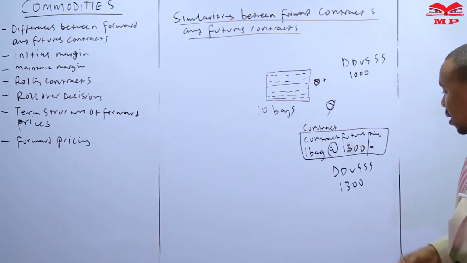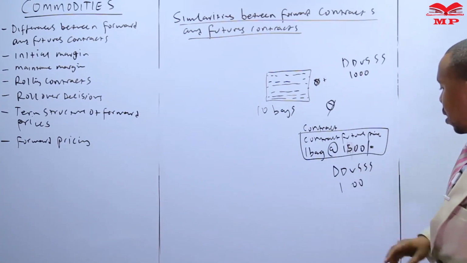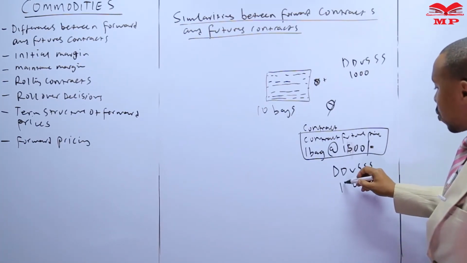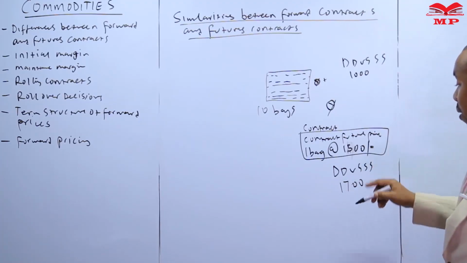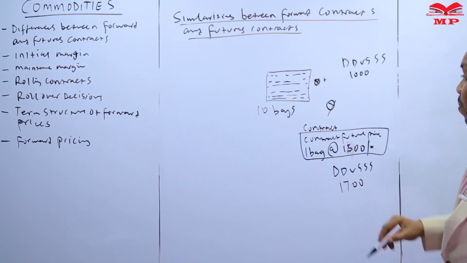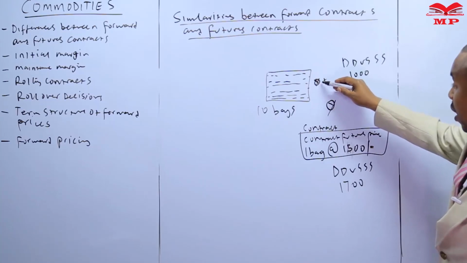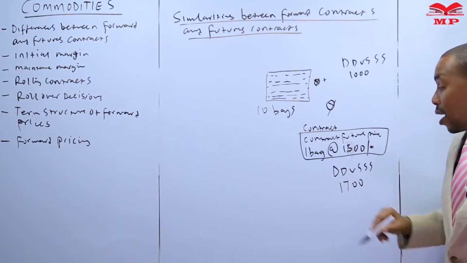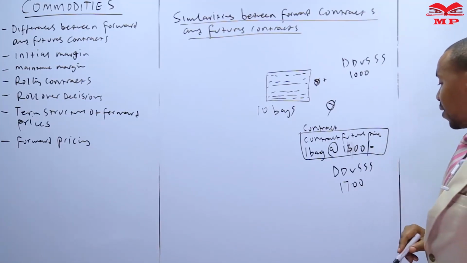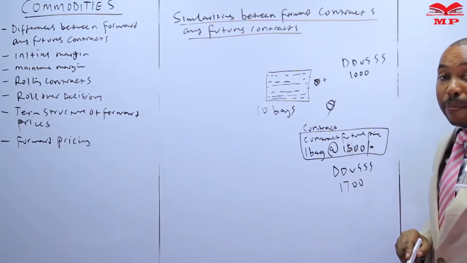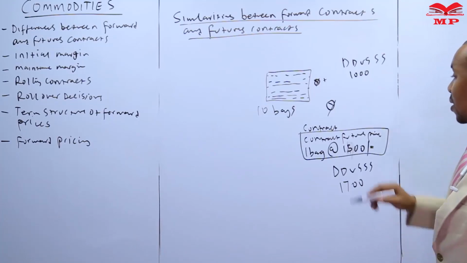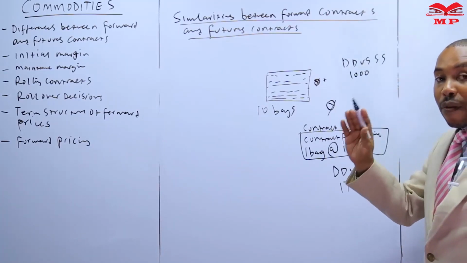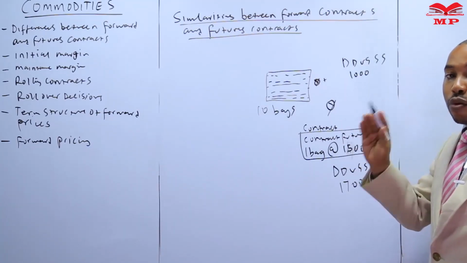However, supposing that the forces of demand and supply state that 1 bag of maize in future is 1,700. That means X will have to sell to Y at this contract price of 1,500, as opposed to the 1,700 based on the forces of demand and supply. That is the simplest form of a futures contract.